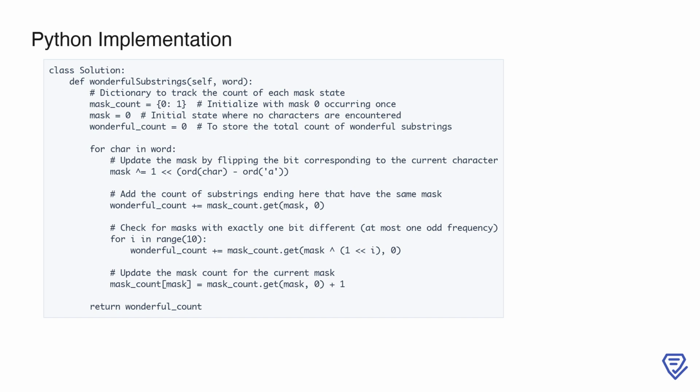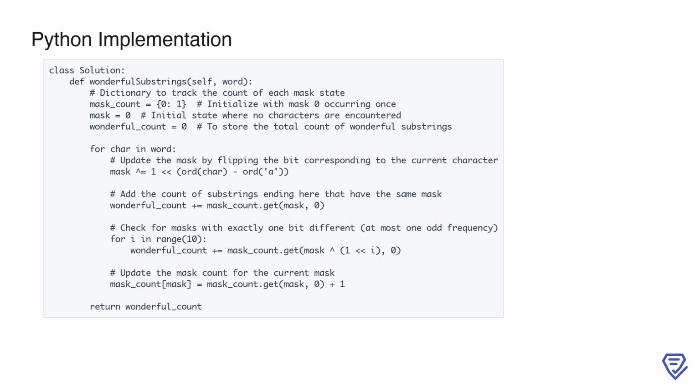The key insight here is to use a bit mask to represent the frequencies of characters in the substring, where each bit corresponds to a character, A to J. A substring is wonderful if at most one character has an odd frequency, which can be checked by comparing bit masks.